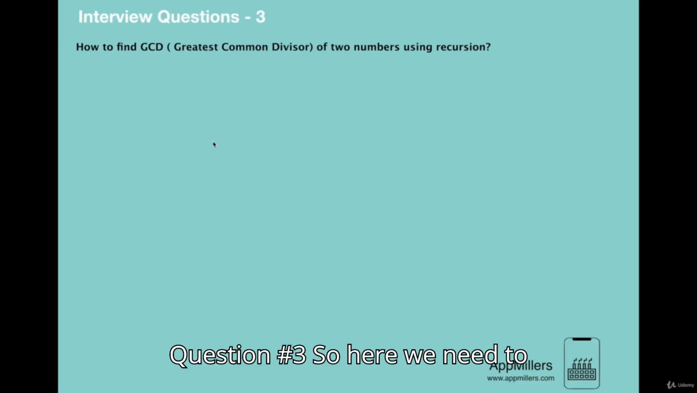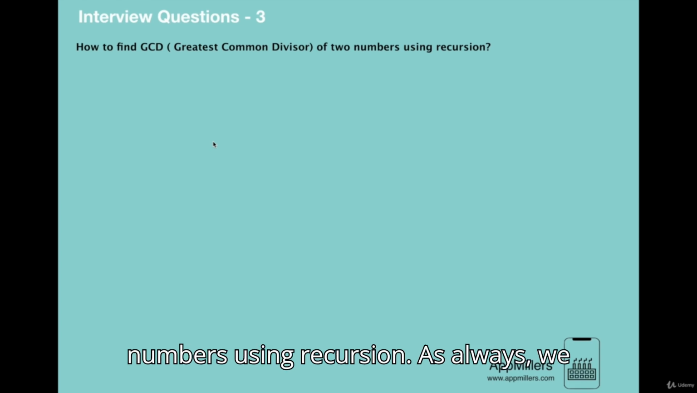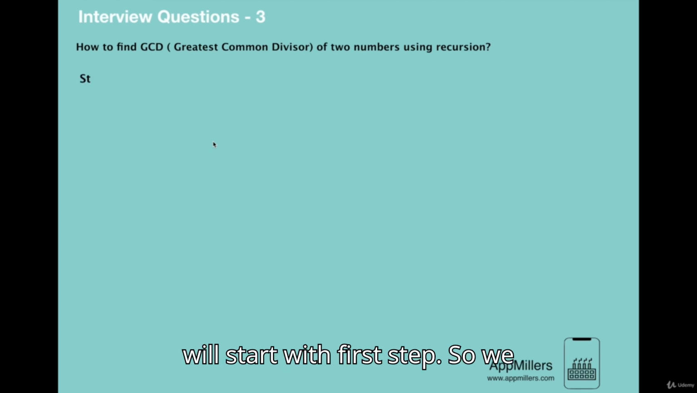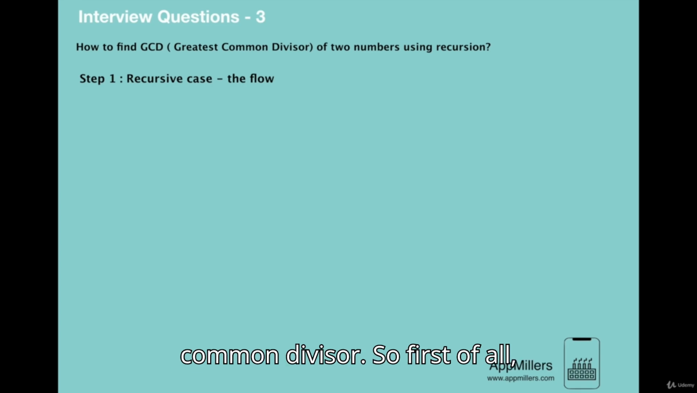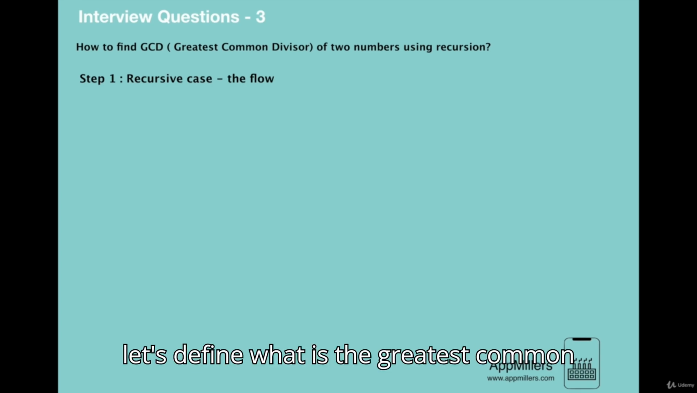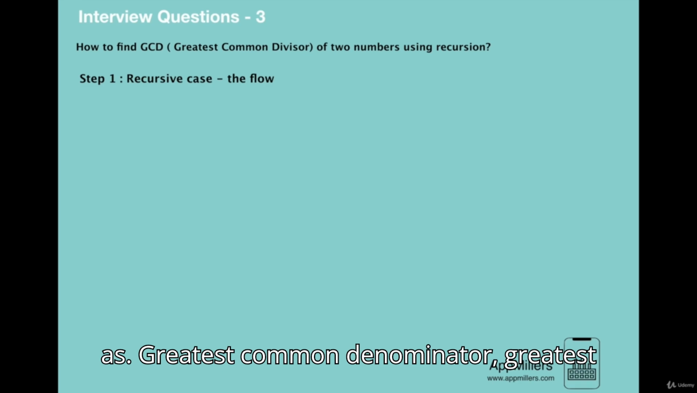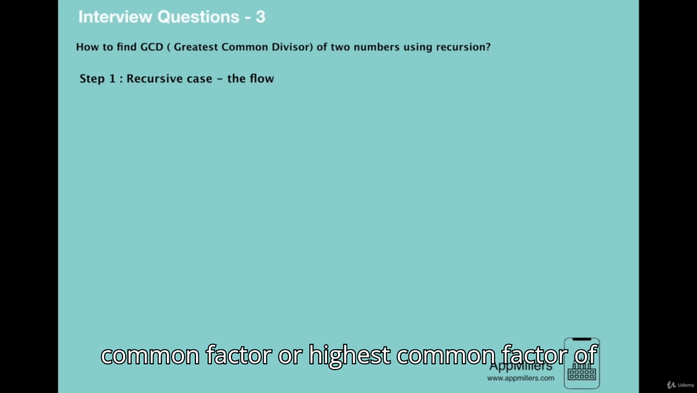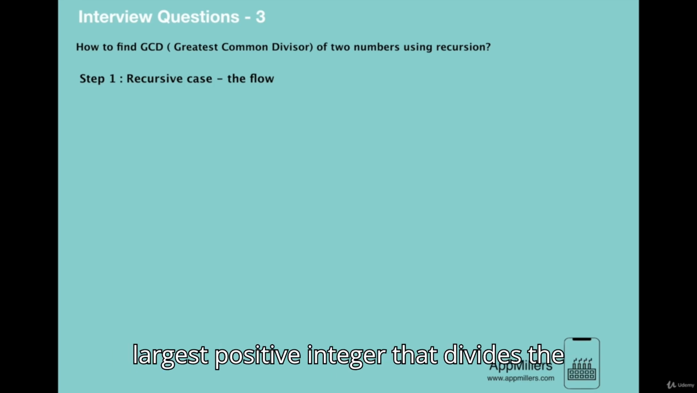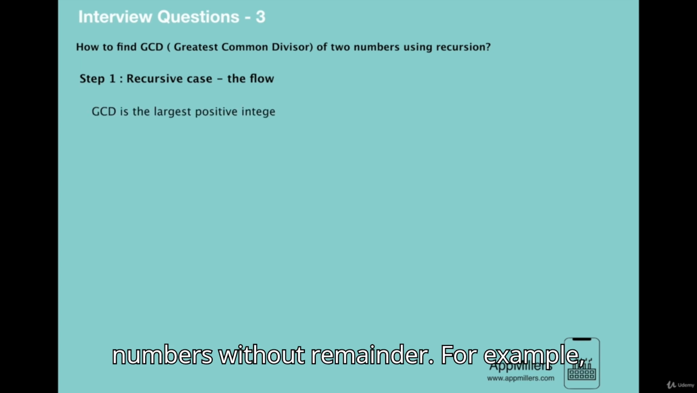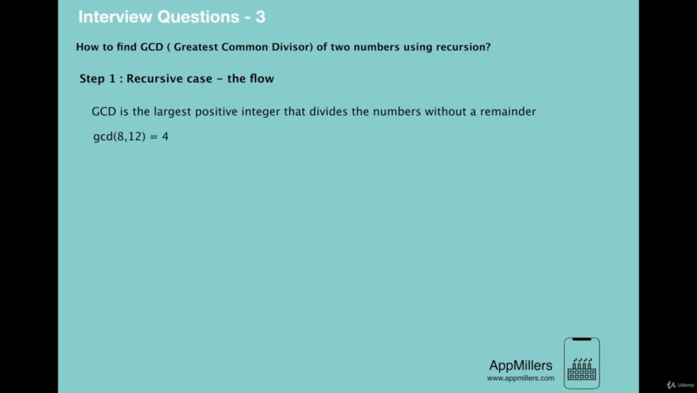Question number 3. Here we need to find the greatest common divisor of two numbers using recursion. As always, we will start with the first step: we need to find the recursive case for the greatest common divisor. First of all, let's define what the greatest common divisor of two numbers is. In mathematics, the greatest common divisor, also known as greatest common denominator, greatest common factor, or highest common factor of two or more non-zero integers, is the largest positive integer that divides the numbers without remainder. For example, the greatest common divisor of 8 and 12 is 4.